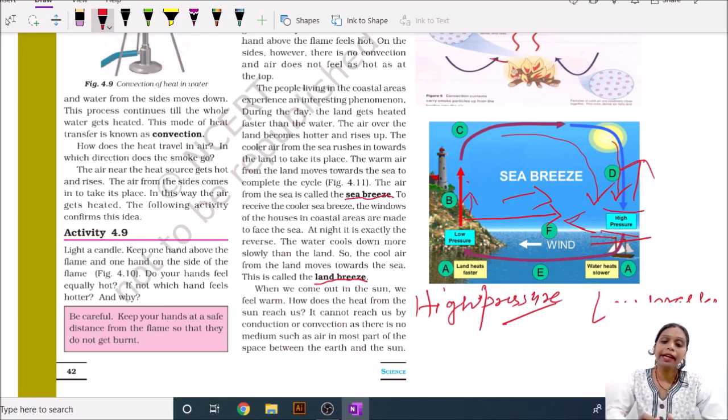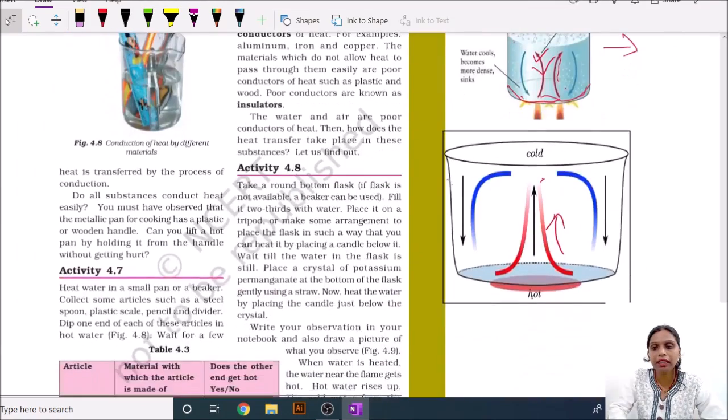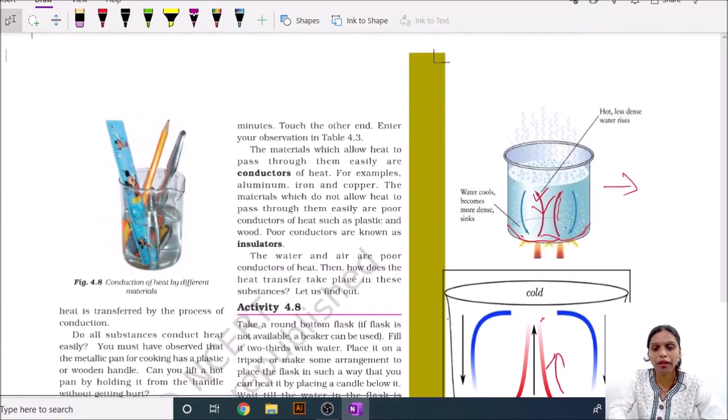Then you can take this type of experience in your day-to-day life in coastal areas daily. Okay. Now, sometimes you will feel that whenever you take a rod and give heat to that iron rod, you will feel that it is this type of rod.